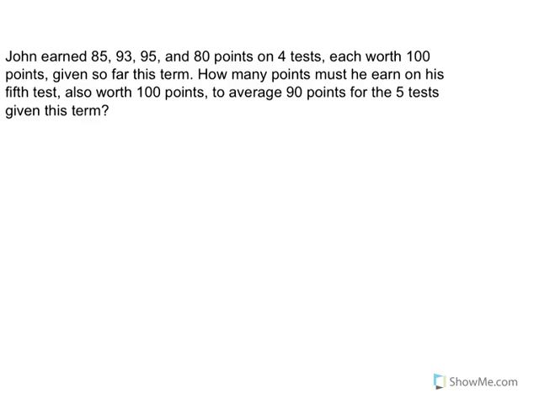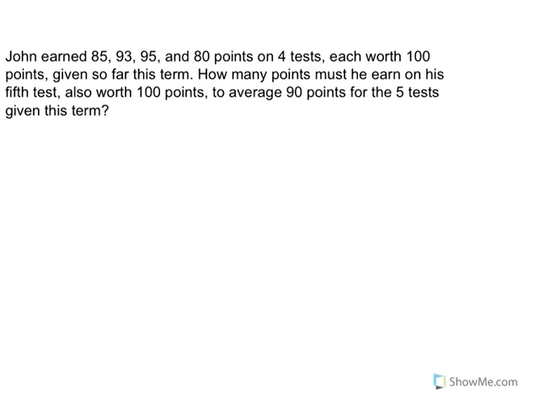The first one we are going to look at is: John earned 85, 93, 95, and 80 points on 4 tests. Each test was worth 100 points, given so far this term. How many points must he earn on his 5th test, also worth 100 points, to average 90 points for 5 tests given this term? Well, we know how to find the average.